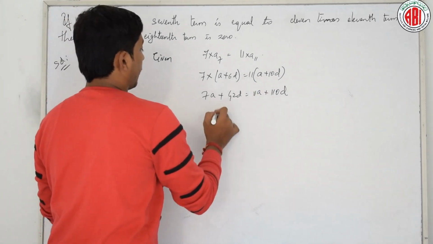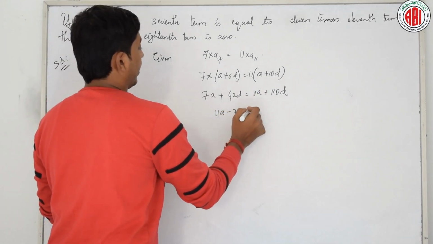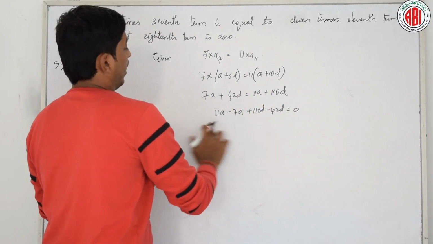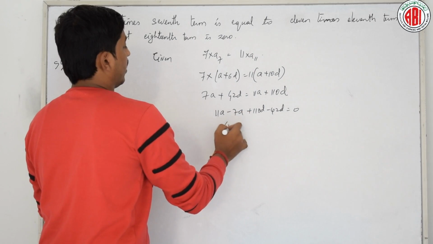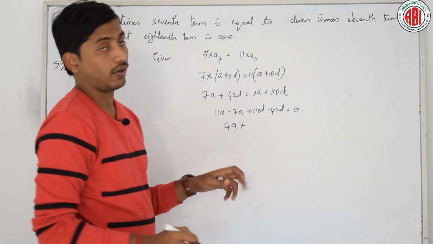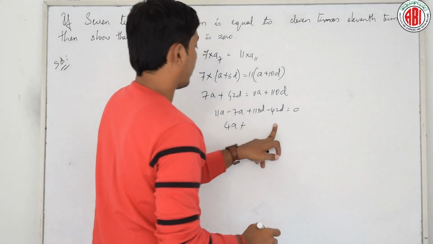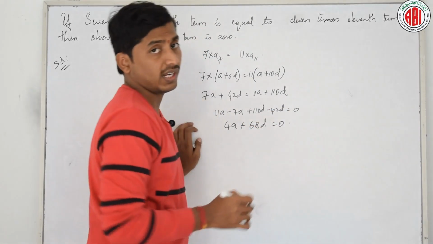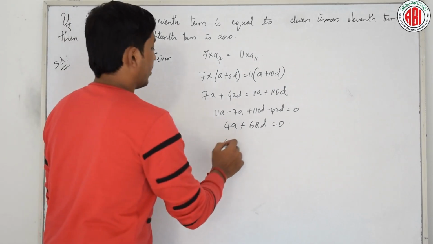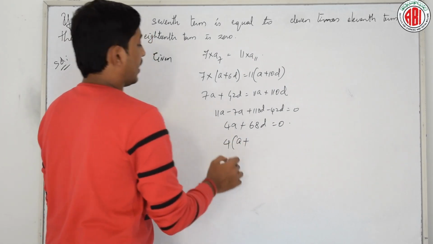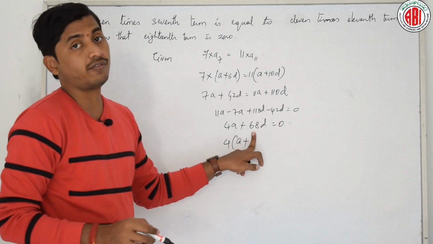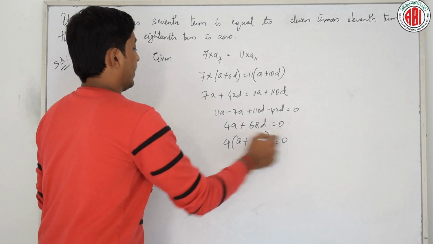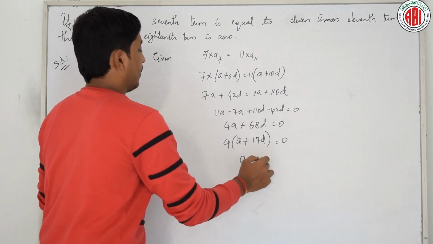What will this become? 11a minus 7a, 110d minus 42d equal to 0. 11a minus 7a, how much do we get? 4a plus, okay, 110 minus 42 is 68d. Is it right? Let us take 4 common from this. What do we get? a plus, when do we get 68 in the 4 table? That is 17d. If I send the 4 to that side, I will get a plus 17d is 0.